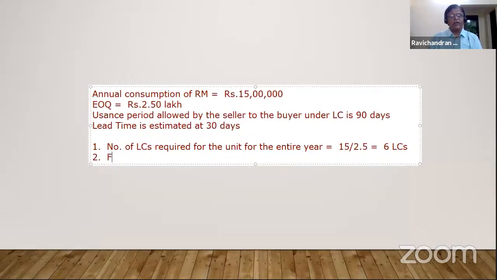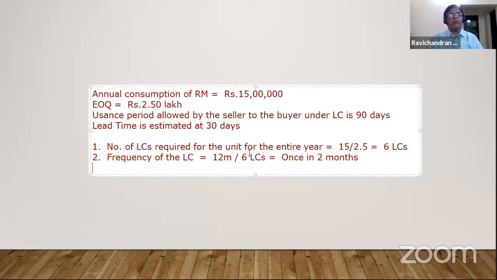The second step is to find the frequency of the LC. How can you calculate it? There are 12 months in a year, divided by the result of the first step, that is 6 LCs required in a year. That means in a 12 month period, 6 LCs will be opened. 12 months divided by 6 LCs gives once in two months. The banker has to open an LC for the customer once in two months.